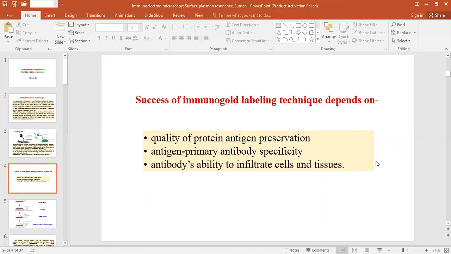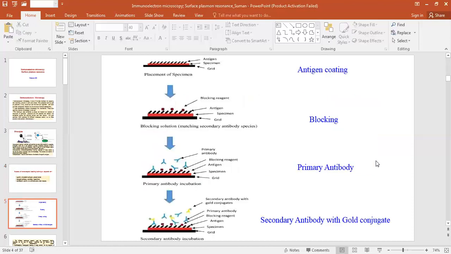The success of the immunogold labeling technique depends on the quality of protein antigen preservation, antigen and primary antibody specificity, and the antibody's ability to infiltrate cells and tissues. So these are the three criteria that are prerequisites for the success of the immunogold labeling technique. Now, how does this immunogold labeling technique occur? It's a procedure of IEM.